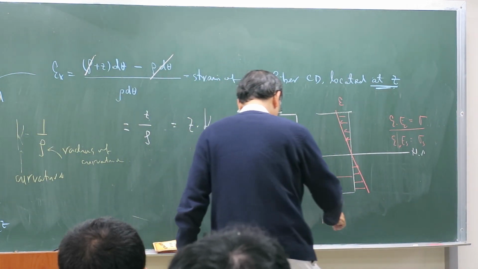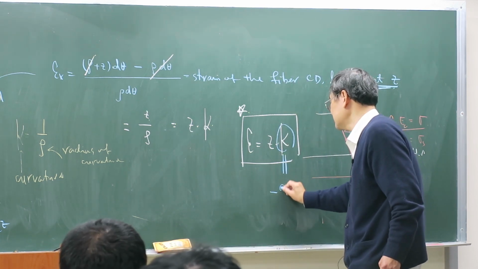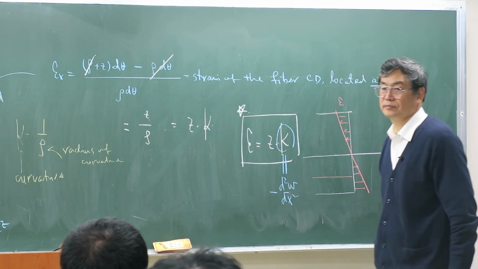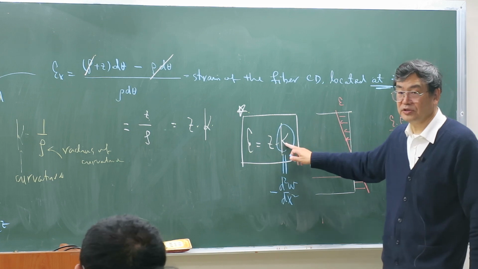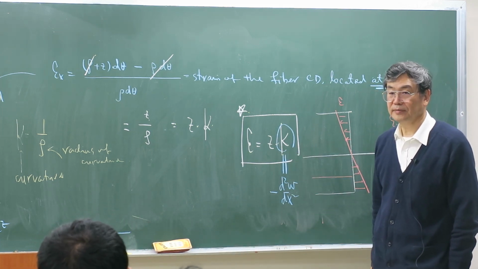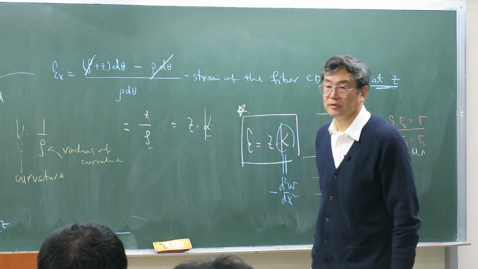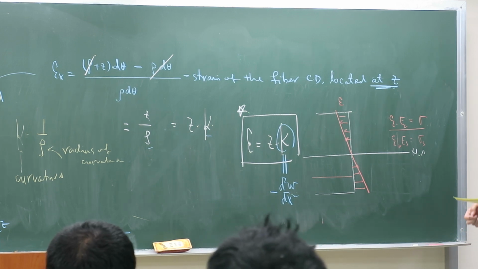So that means this K we have to prove is equal to minus d squared w over d x squared. Should be, right? The curvature is equal to this. And you should know the relation is inverse: radius of curvature and curvature.